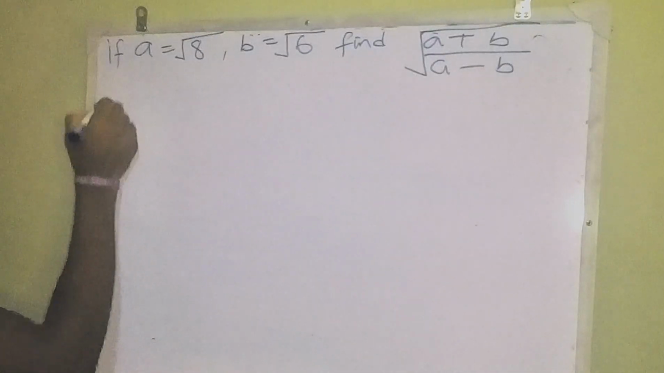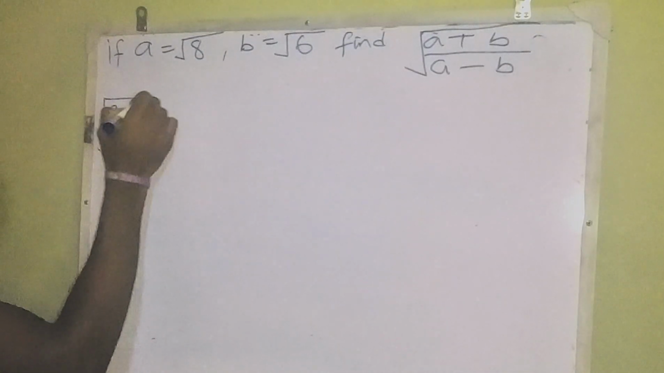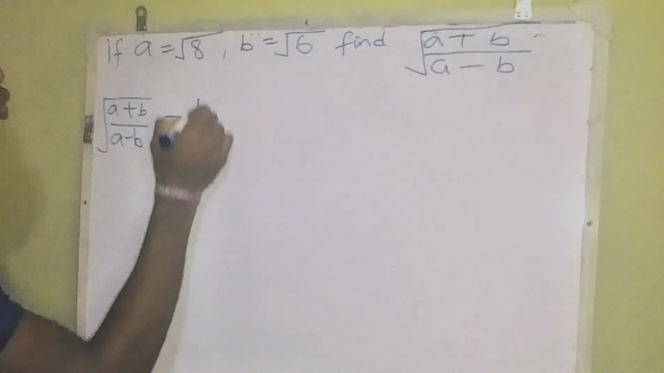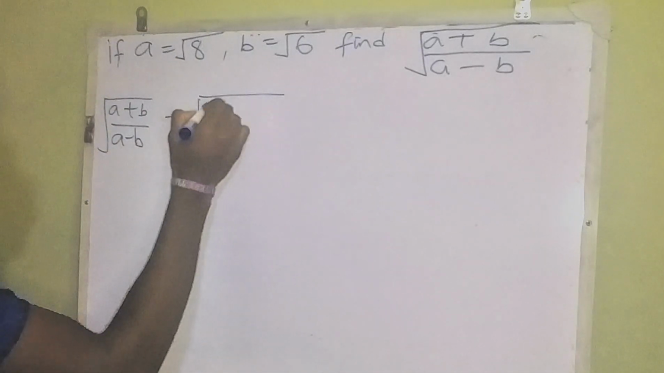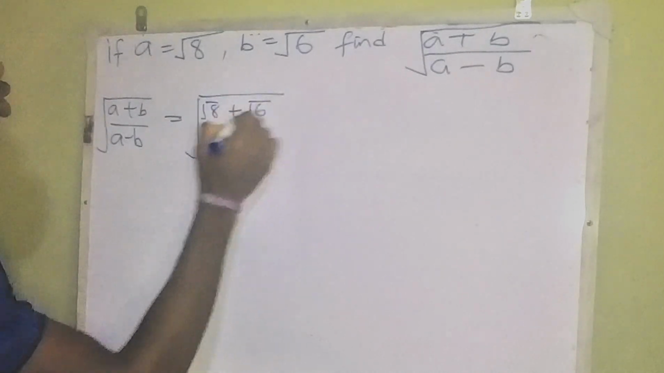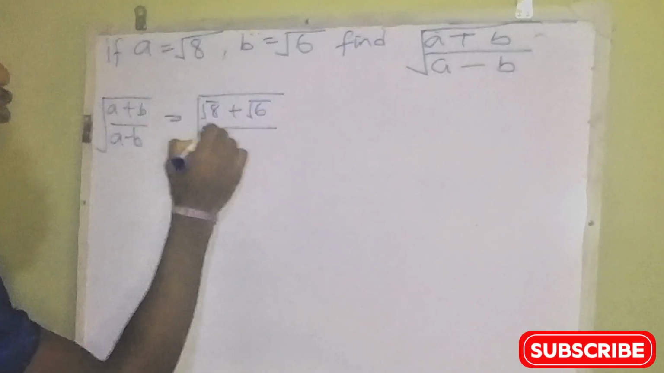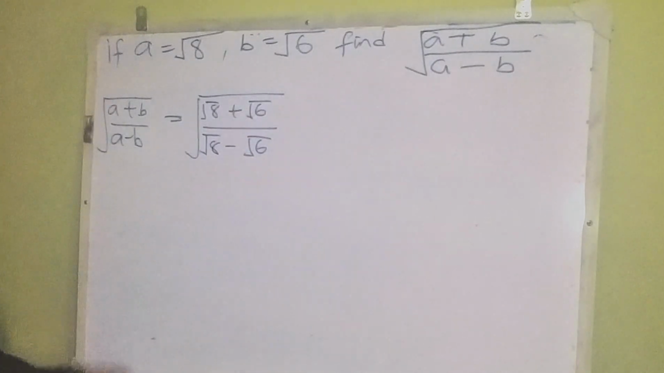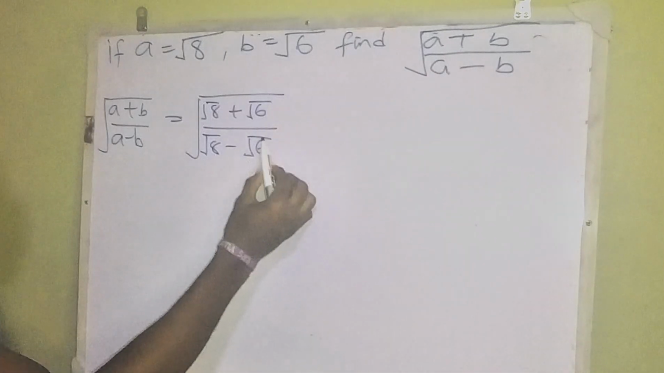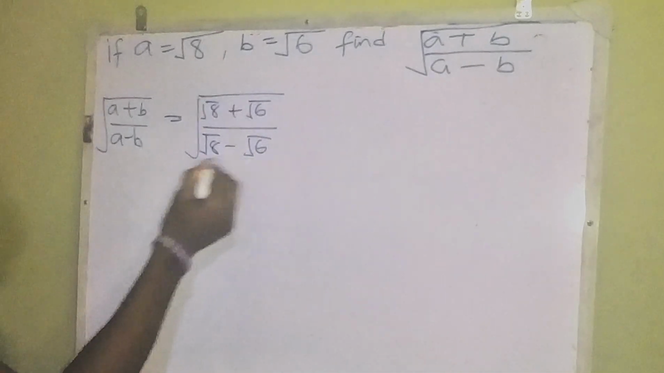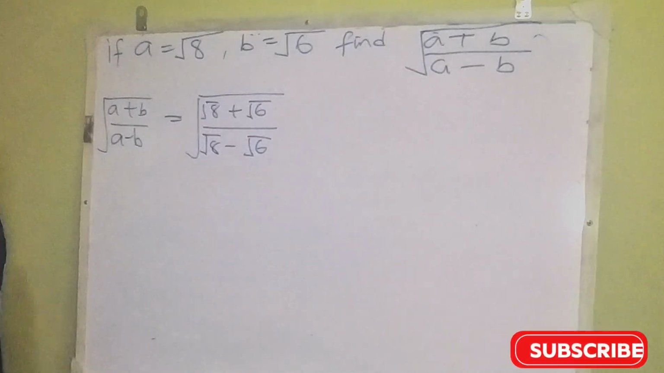So square root of (a plus b) all over (a minus b) will be equal to the square root of, a is what? Square root of 8, plus b, square root of 6, over a minus b, square root of 8 minus square root of 6. Since we've done this, the next thing is to multiply the numerator and the denominator by the conjugate of the denominator. The conjugate will be square root of 8 plus square root of 6.